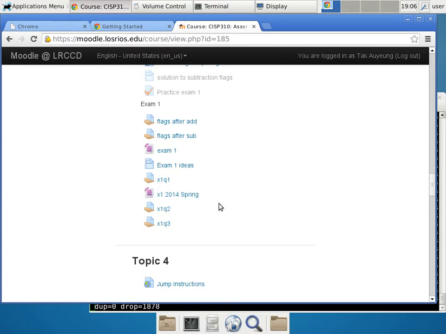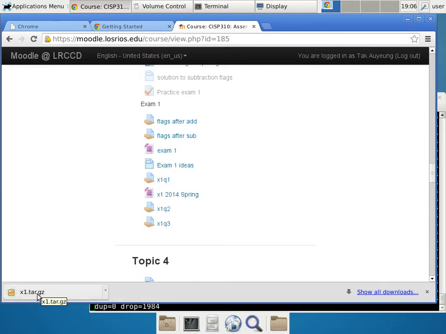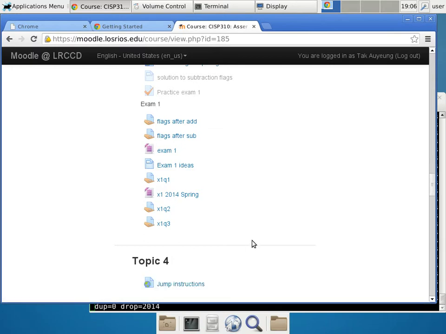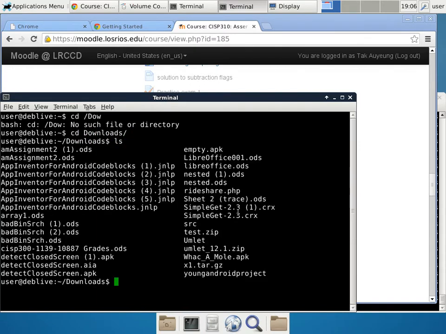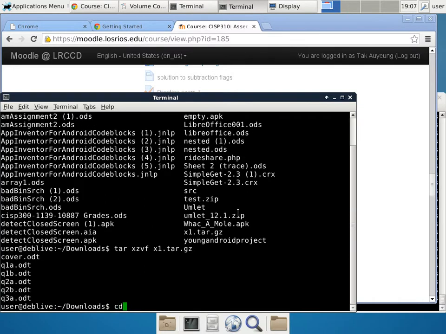Nope. Okay. All right. And this file is a zip file, or tar.gz file. It contains all the questions. It may not be all the variants, but I think it contains at least most of the variants of that question. So we'll go ahead and take a look at those questions. They should be downloaded here, xzvf x1.tar.gz.